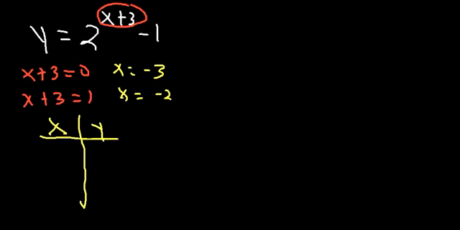So if you plug in negative 3 for x, negative 3 plus 3 is 0. 2 raised to 0 is 1. Anything raised to the 0 power is 1. And then 1 minus 1 is 0. If you plug in negative 2 for x, negative 2 plus 3 is 1. And 2 to the 1 is 2. 2 minus 1 is 1.